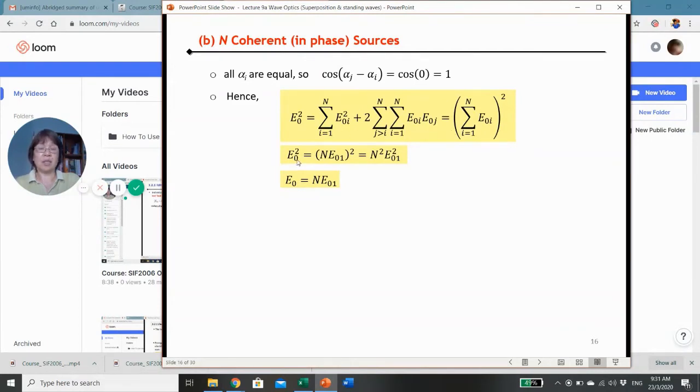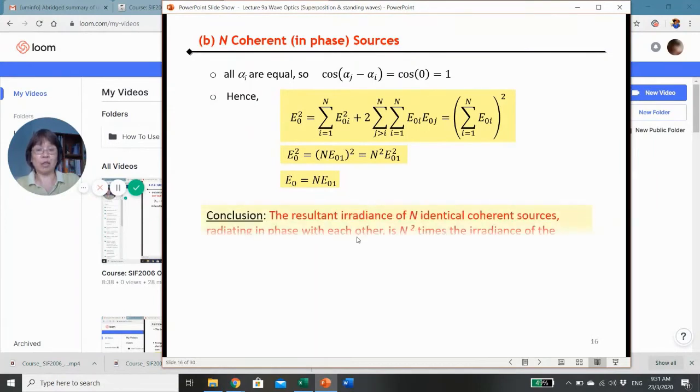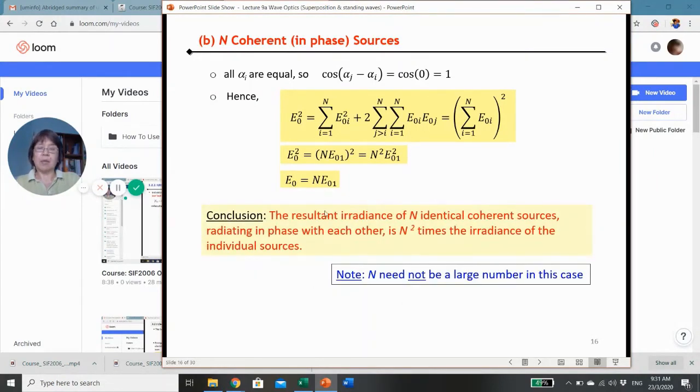So in other words, E0 squared is equal to n squared E01 squared. So the electric field is equal to n, the number of in-phase sources, multiplied by the individual amplitude of the electric field. Now, but what about irradiance then? Well, the irradiance of n identical coherent sources, because they are radiating in phase with each other, would then be equal to n squared multiplied by the irradiance of the individual sources.